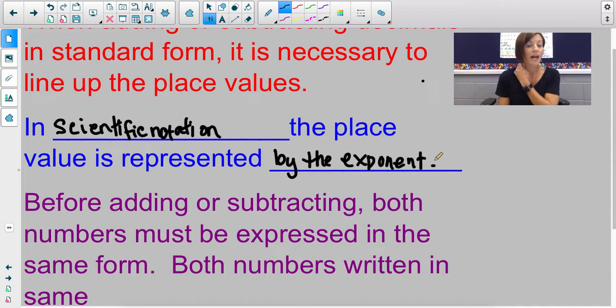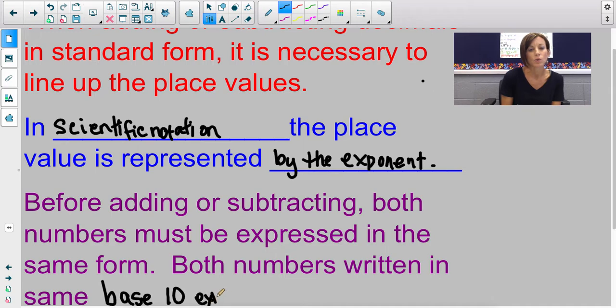So, before adding or subtracting, both numbers must be expressed in the same form. Both numbers written in the same base 10, same power, same exponent. So, let's look at that.